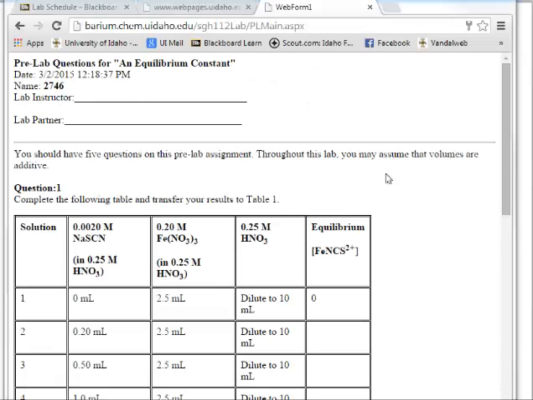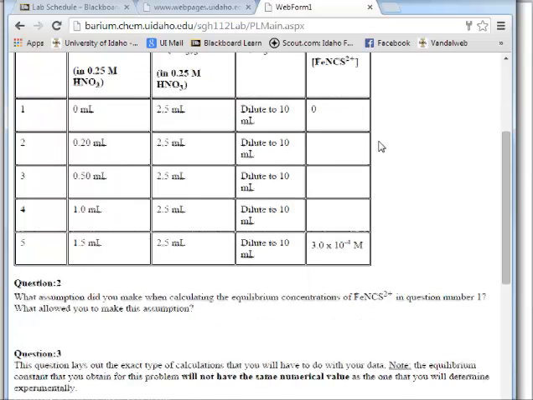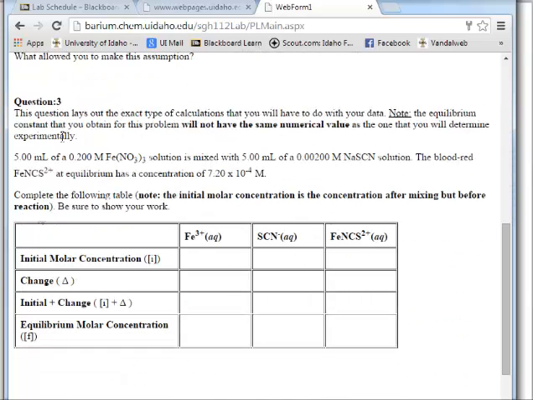Okay, so now back to the pre-lab part of this. So we've done this table. We calculated those. That's to make our standard curve so we can measure what the iron thiocyanate concentration is. But the other calculation it has to do, and this is what you'll be asked to do for each of the solutions, A, B, C, D, and E, I believe, in this, is calculate initial molar concentrations.